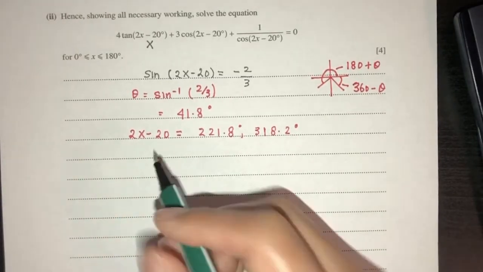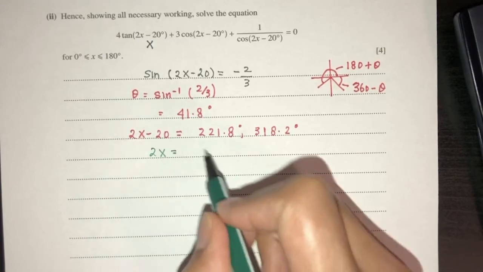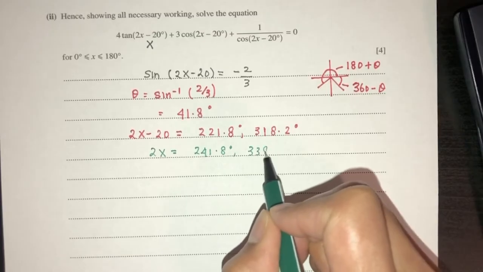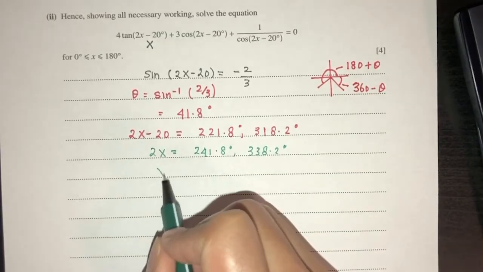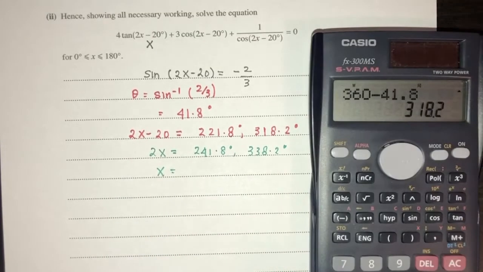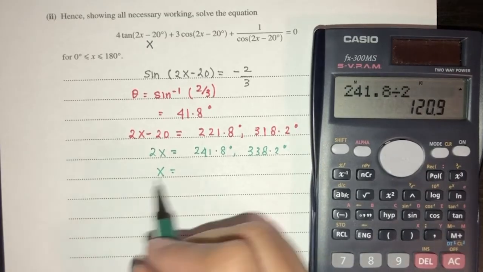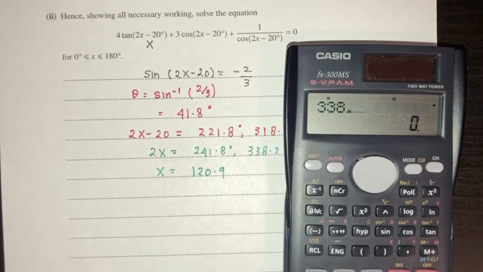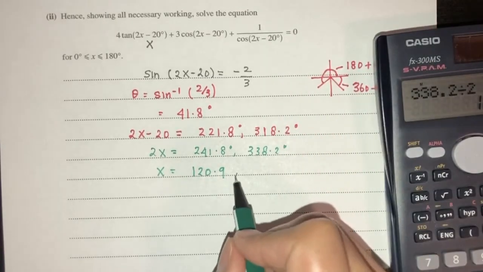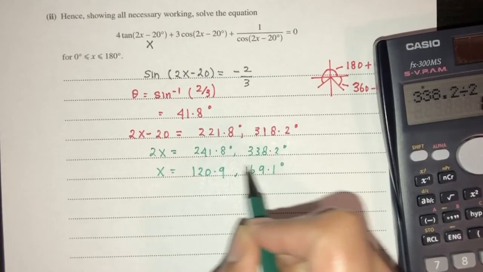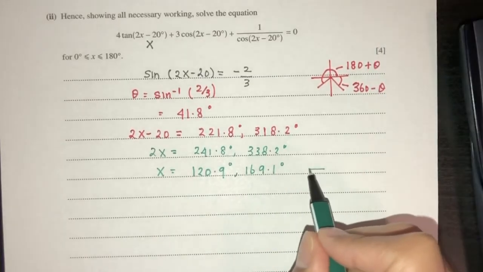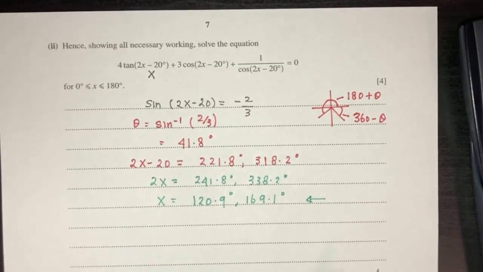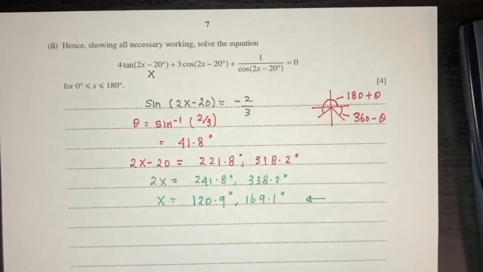So let's do that. You will have 2x is equal to what? 241.8 and 338.2. So x will be this divided by 2. 241.8 divided by 2, that should be 120.9, and 338.2 divided by 2, that should be 169.1. Here you go. We have the two values of x that we need between this range that solve this equation. And that will be your question number 5.